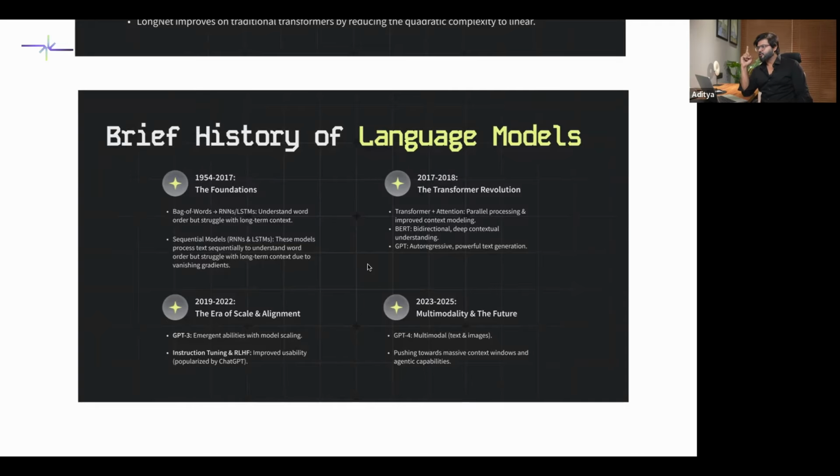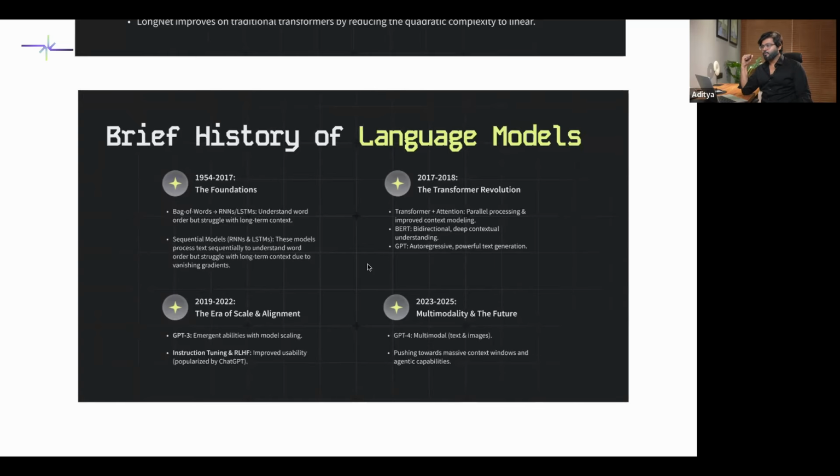We just touched on this topic with an example from OpenAI where fine-tuning happened with reinforcement learning from human feedback, which is RLHF. ChatGPT was fine-tuned with human feedback to be more helpful and safe. This happened from 19 to 22, and then from 23 to 25, we had the concept of multi-modality and the future.